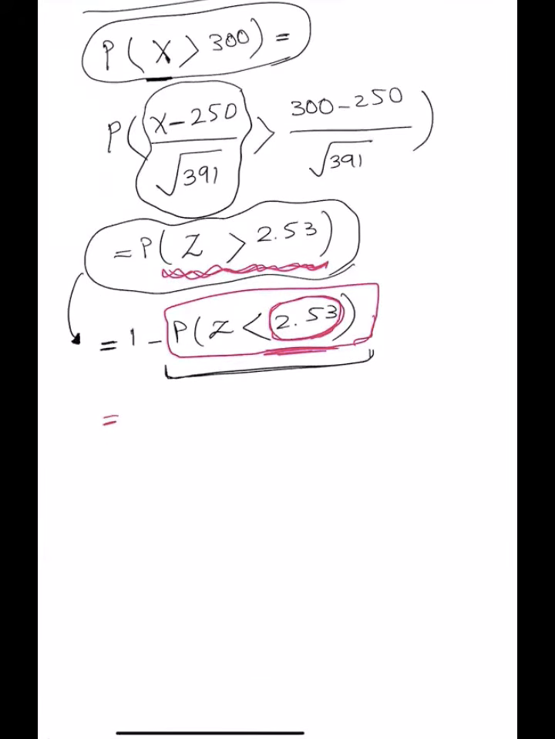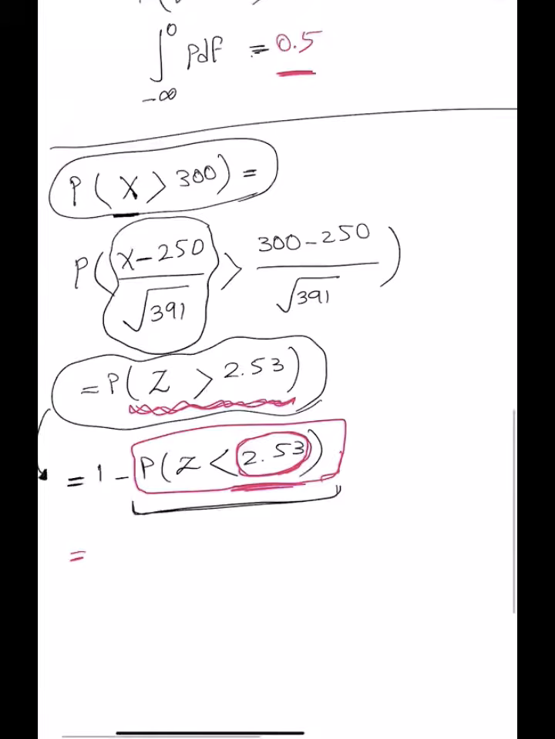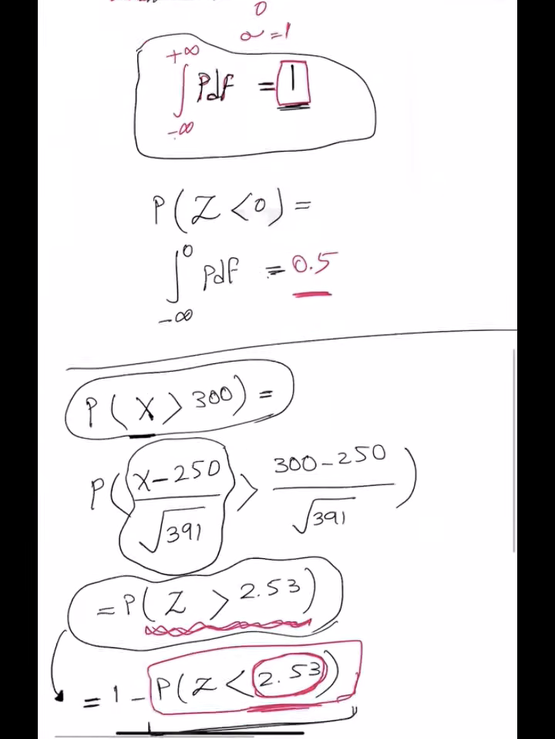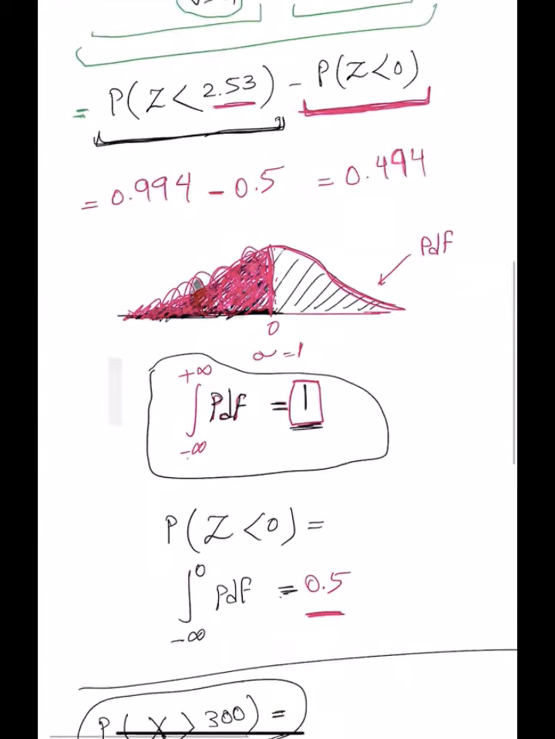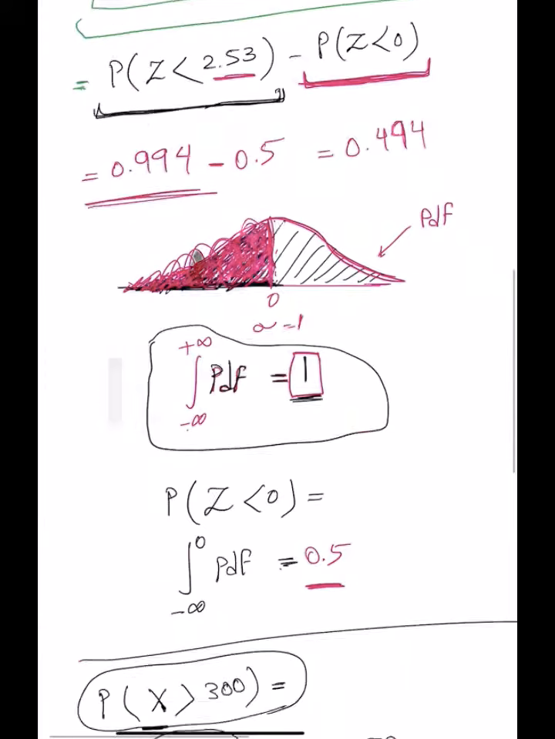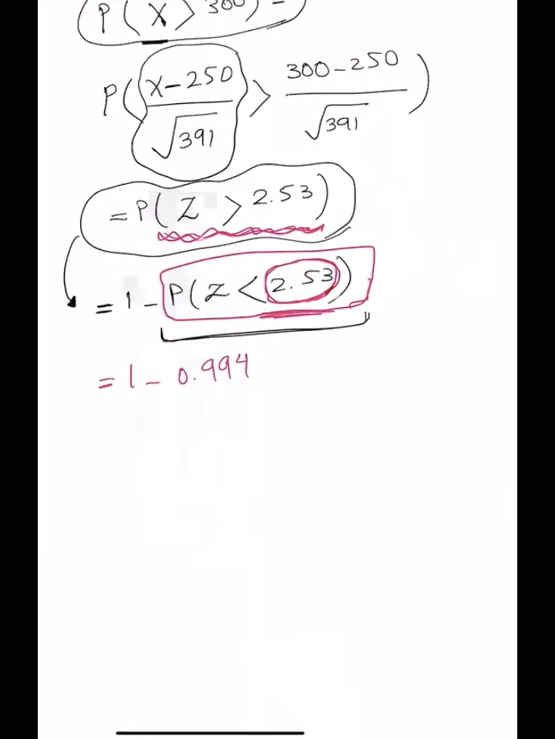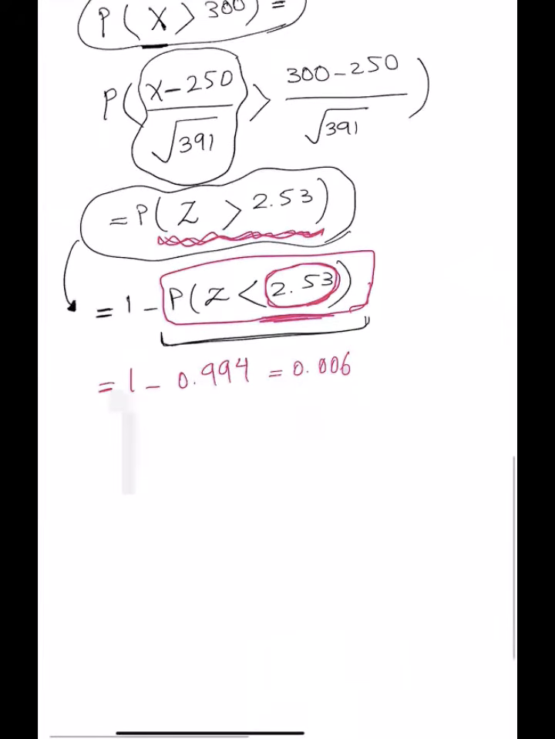Okay. So I need the probability of z less than 2.53, which we already calculated on the top. 0.994, right? That's the probability that I calculated here. And 1 minus that is going to be 0.006 something. Okay, so that would be the probability that I want.